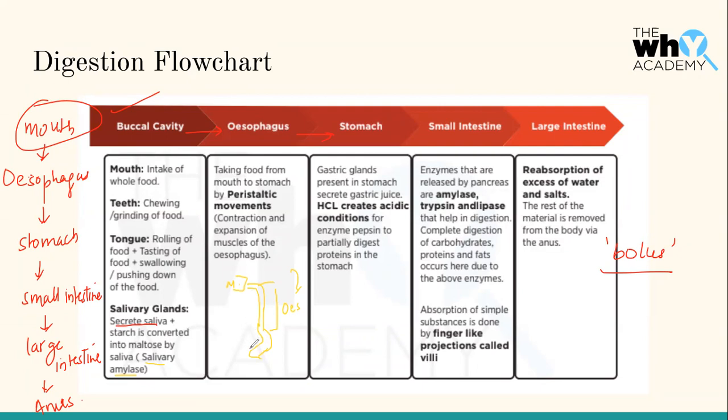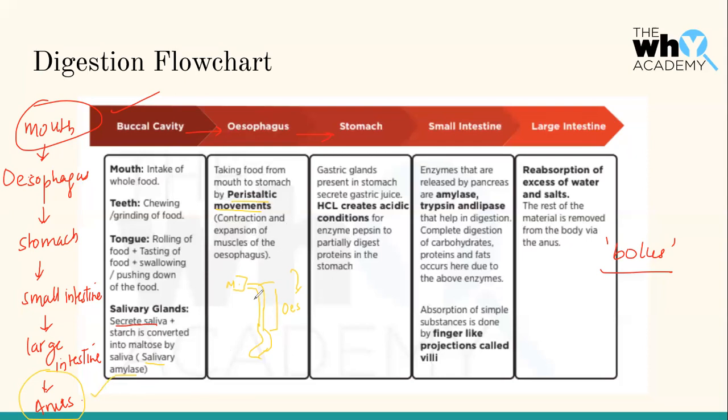Of course, gravity definitely helps, but along with gravity, there are movements known as peristaltic movements, which is basically the contraction and expansion of muscles. Whenever this contraction and expansion of muscles happens, that kind of movement is called a peristaltic movement. It happens in other places as well, like when egestion is happening, even in your anus, peristalsis is occurring.